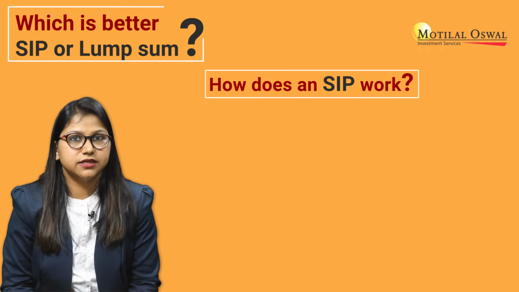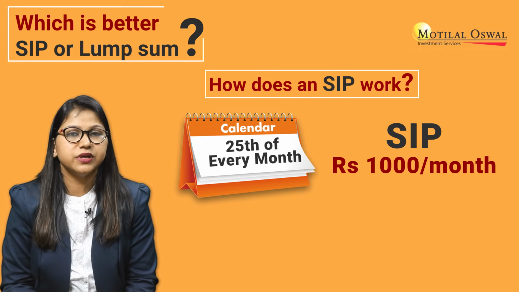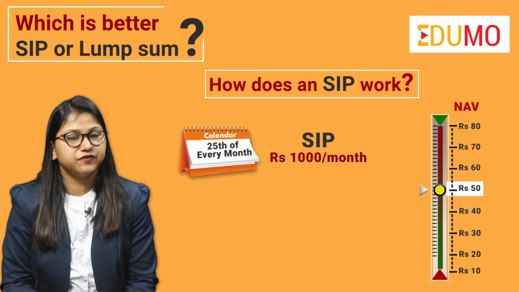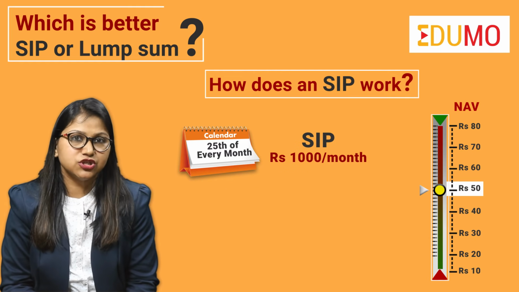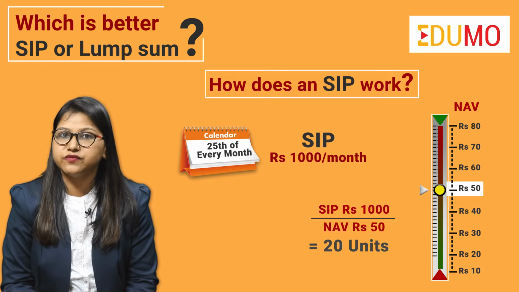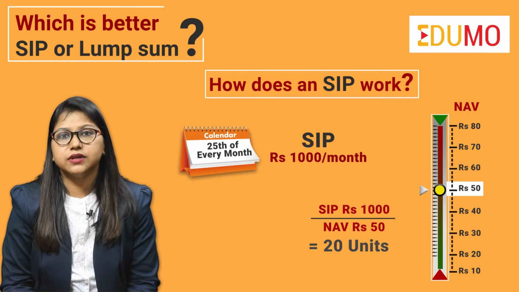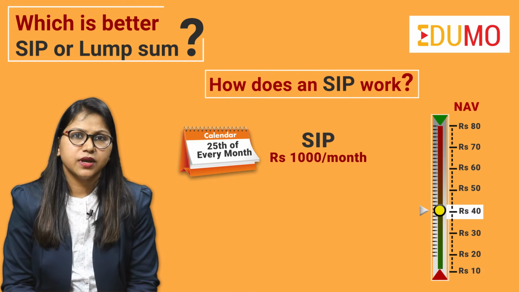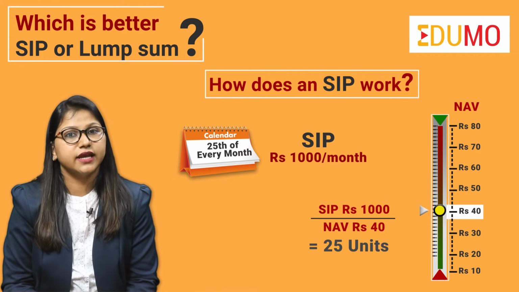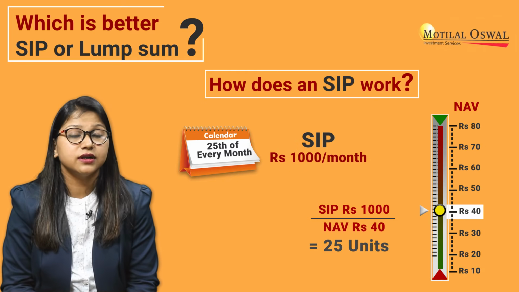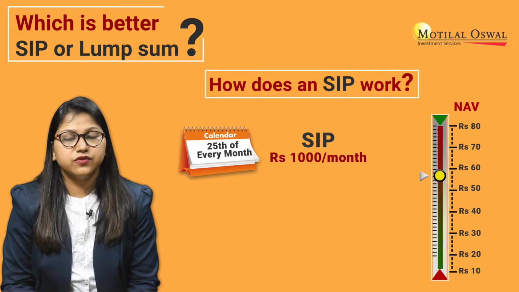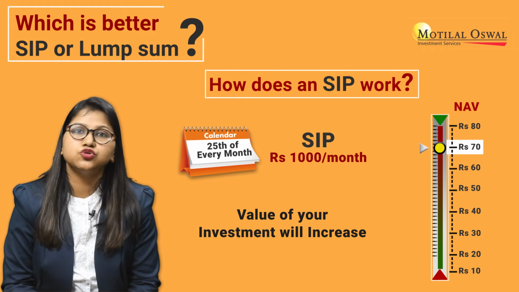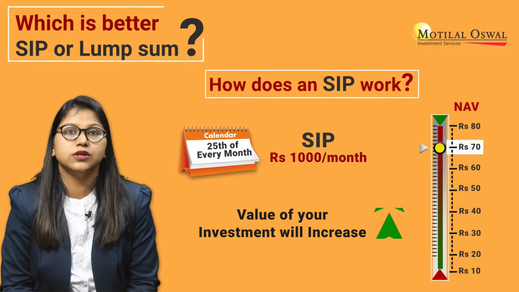Now suppose you have decided to set up an SIP of Rs 1000 per month and the NAV on that date is Rs 50. Therefore, you have essentially purchased 20 units of the fund. Now what will happen if the NAV falls to Rs 40 next month? Depositing Rs 1000 can get you 25 units of the fund. Therefore, when the NAV will rise in the future, the value of your investment will increase due to the increase in the number of units.